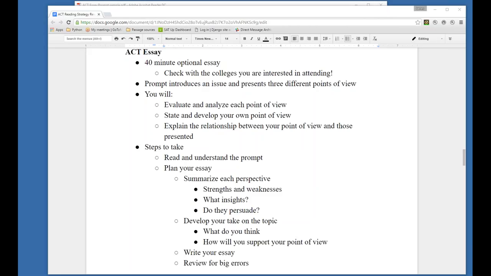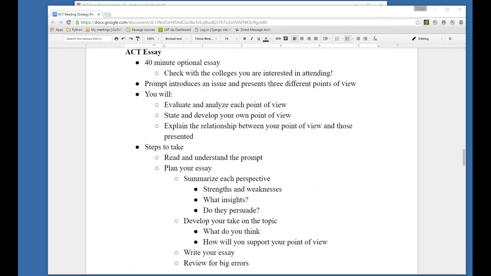Do you think they'll all be the same? What do you think? Let me know in the chat. Will all three basically think plus plus? No, that's excellent. They won't, will they? They'll give us a range of viewpoints. So the three basic things that you'll be doing in the essay, besides all the other things of writing it, is you're going to evaluate and analyze each point of view.